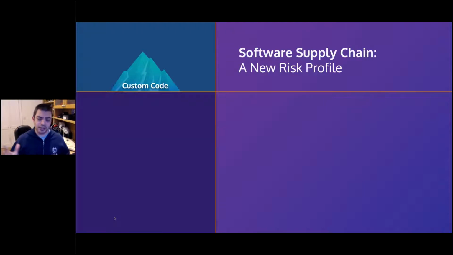So custom code, this is always the tip of the iceberg. This is the part of the iceberg that is above water. It's the part of the iceberg that we as developers can very clearly see. There's nothing hidden underwater. It's in our IDEs, it's what we write, it's what our colleagues write. This is what we see.